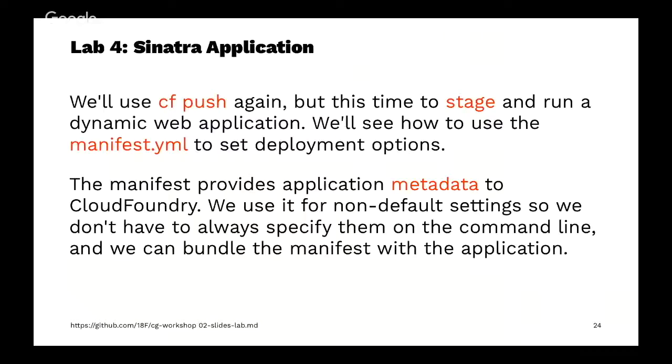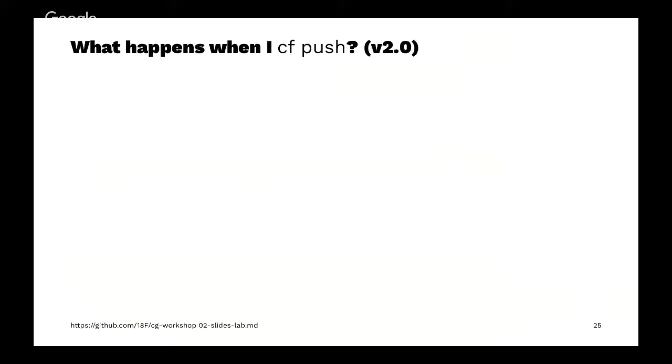And then there are other things you can specify, such as particular routes or the relationship between workers and web apps. In this case, Sinatra is just a Ruby web framework. The deployment process is the same for any language that is supported by Cloud Foundry. But first, let's revisit what happens when you run a cf push.